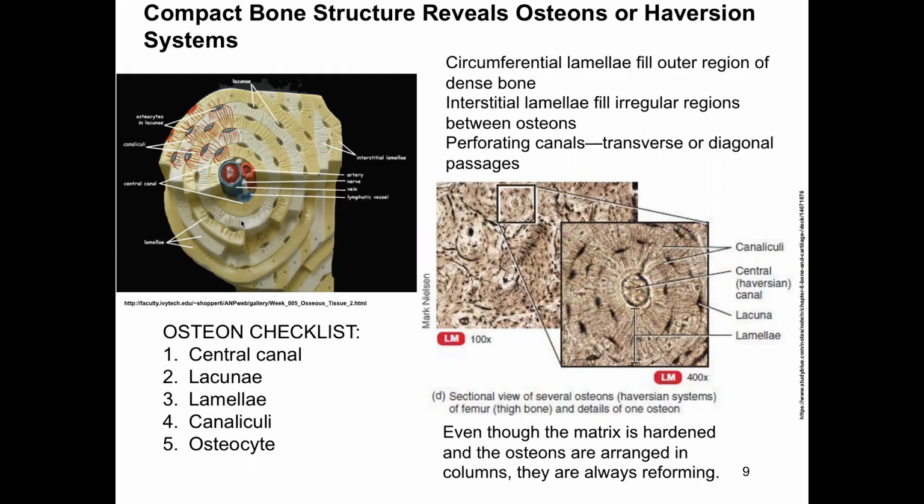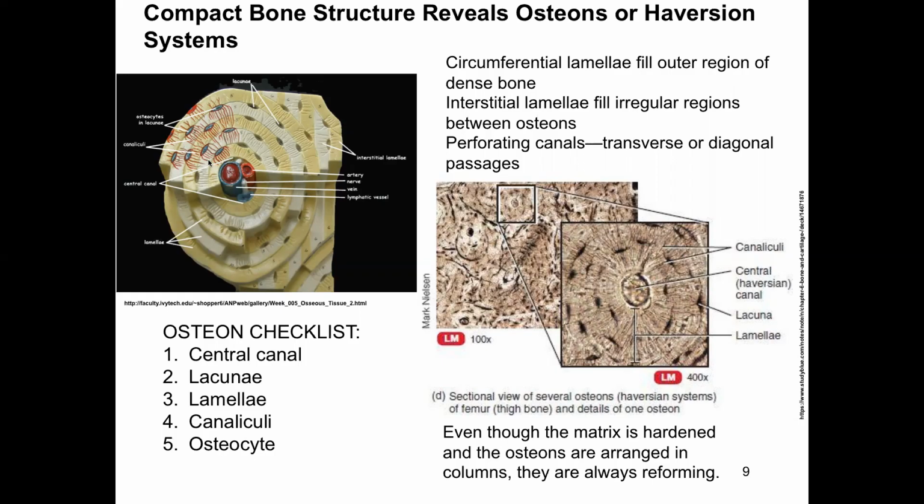I can't remember if they're right angles to each other or not. I can't remember anymore. But anyway, they are at a different angle. And then in between these lamellae, you've got these little spaces again. Remember, those are called the lacunae. And inside of those little spaces are the osteocytes.